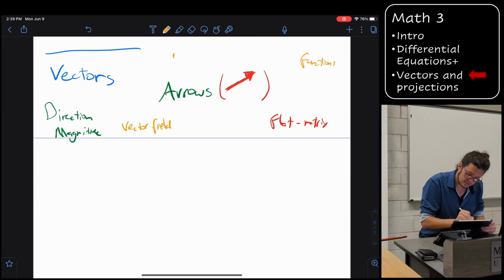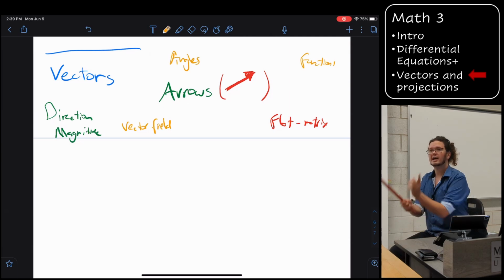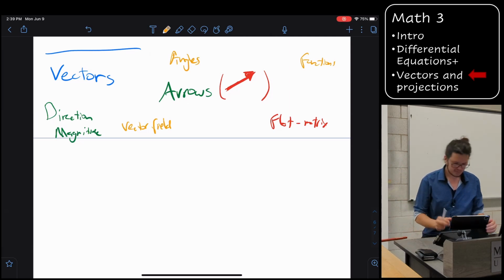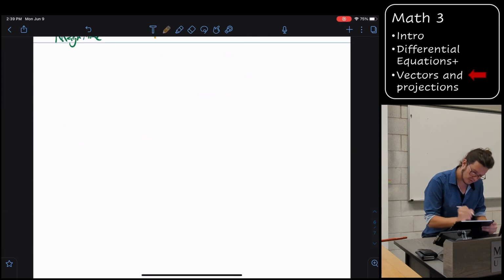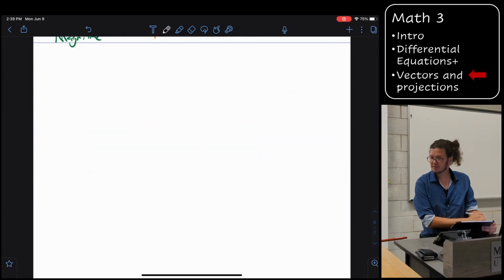I'm going to put angles. I like to think about angles. You know, you can ask the angles between vectors. That is going to be important later. Very good. I'm going to also put representations. And we'll talk about those later. But for now, for the discussion that we're going to have, I want you to think of vectors as arrows.